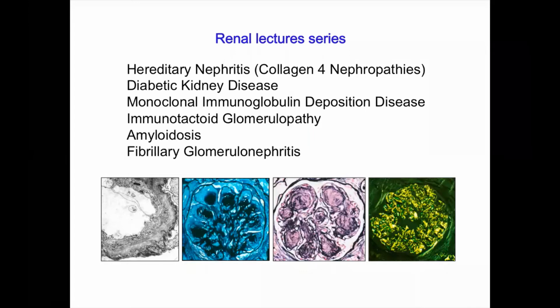بنتحكي about very lightly, very quickly about the features مالت diabetic kidney disease. We will be talking about monoclonal immunoglobulin deposition disease, immunotactoid glomerulopathy, amyloidosis, and fibrillary glomerulonephritis. I know it sounds like it's a lot, but hopefully we will be able to cover all these topics.